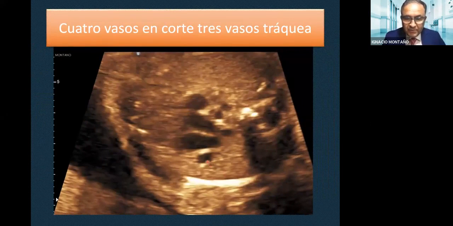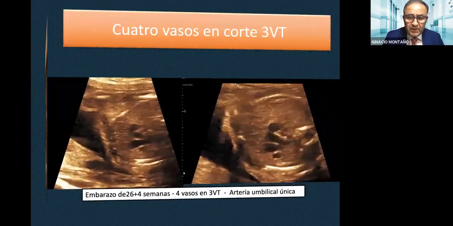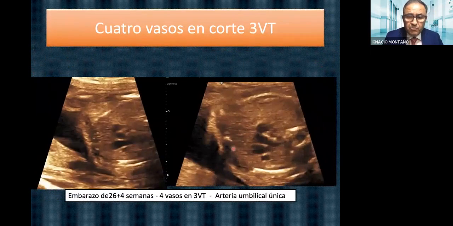Take a look. Here we see 4 vessels in the 3-vessel trachea view. Right away, we can suspect that we're dealing with a persistent left superior vena cava, but what stands out here is that the right superior vena cava is more dilated. Therefore, in this case, it is a supracardiac anomalous pulmonary venous drainage, and this patient had 4 vessels on the 3-vessel trachea view. She had a single umbilical artery.